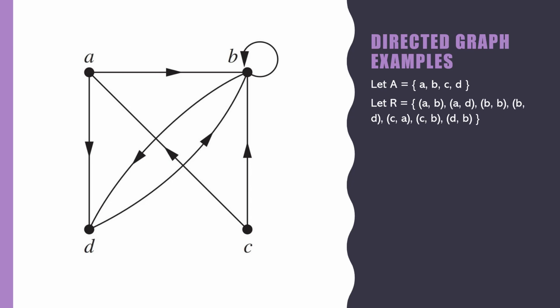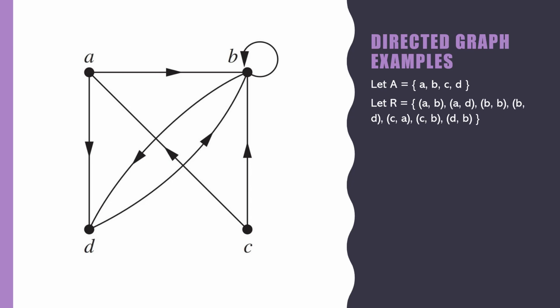Anyway, these are some examples of directed graphs. Let our vertices be the set A, B, C, and D. Let our relation, which is just the edges, be AB, AD, BB, BD, CA, CB, and DB.